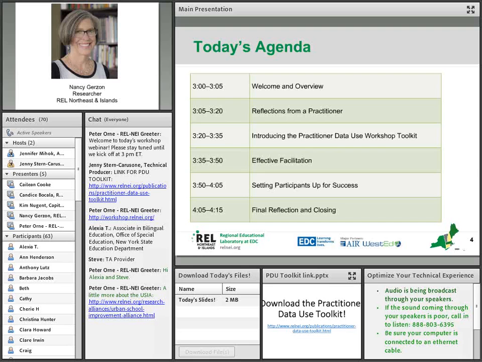We'll then have an opportunity to hear about the toolkit itself, so what's in the toolkit, how is it structured. We'll move into some work around effective facilitation, and I'll close us off by talking about how to think about successful outcomes for this work in your school or district.